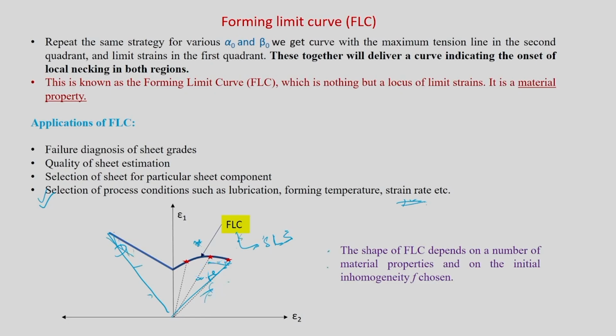Okay. So now here I have made a note: the shape of the forming limit curve depends on a number of material properties and on the initial inhomogeneity factor, that is your F, chosen theoretically. Okay. So you have to assume an initial F to get a forming limit curve theoretically. So it is said that your forming limit curve depends on F also. We will see in due course how F is going to affect the forming limit curve, by showing some schematics of the forming limit curve. Okay. So we stop here and then we will discuss in the next session.